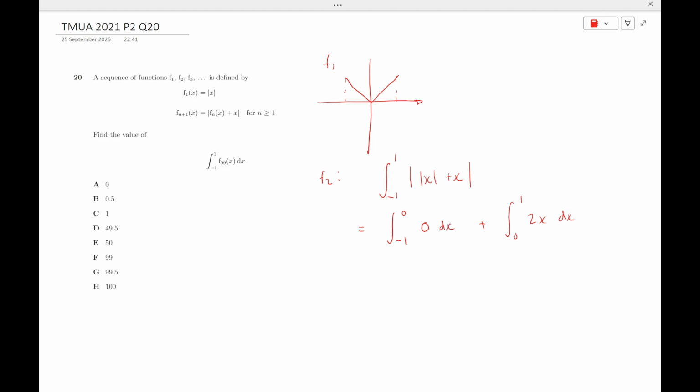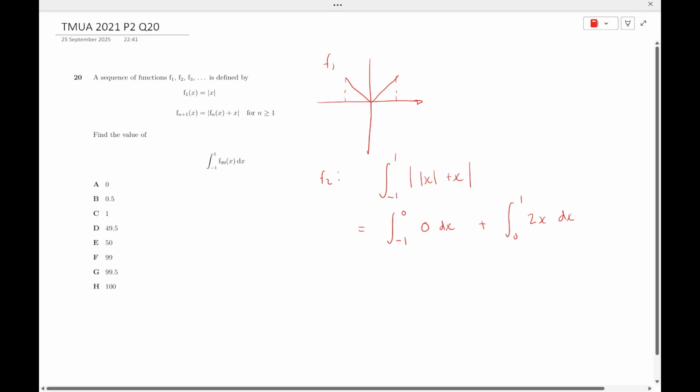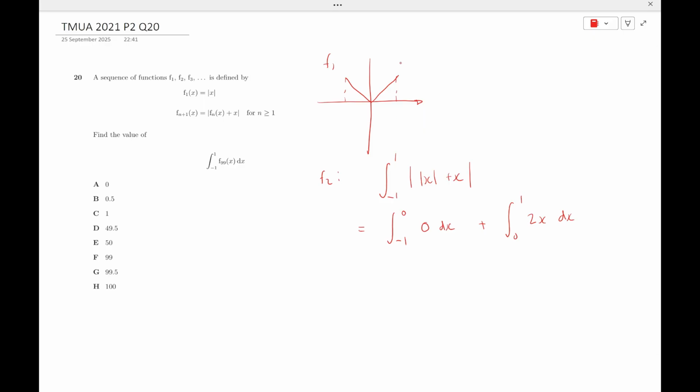Now, that means that this positive x part is just a steeper version of f1. We've got a gradient of 2 instead, but it still passes through the origin. And we're still only going up to 1 in terms of the x values. So we're sort of going to have a taller triangle there instead.